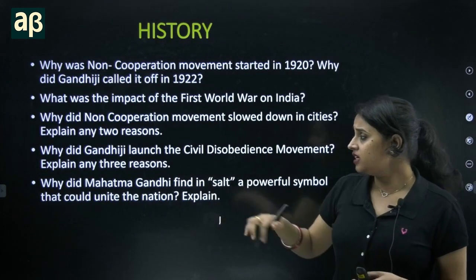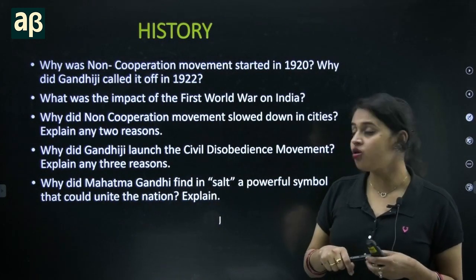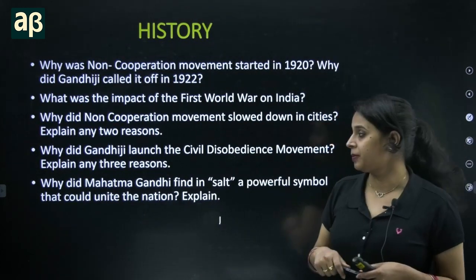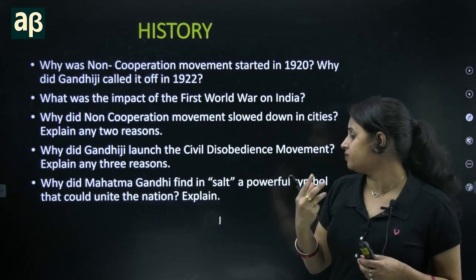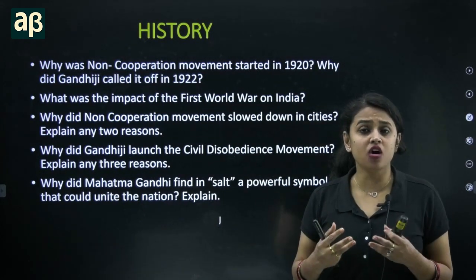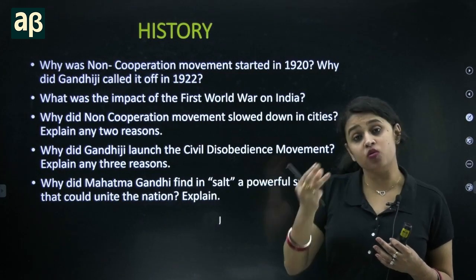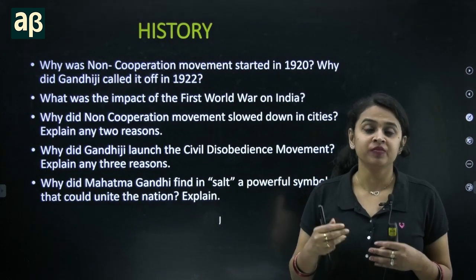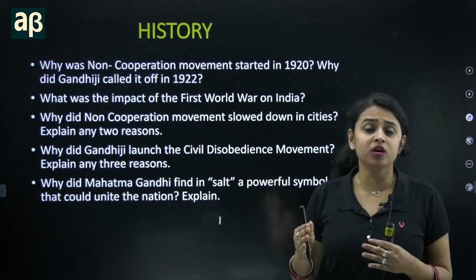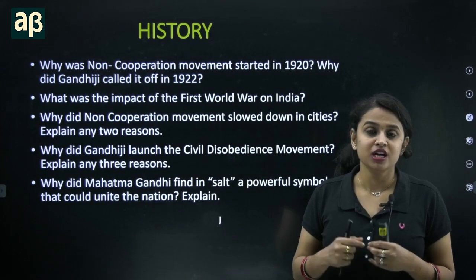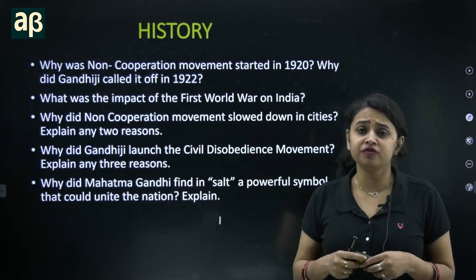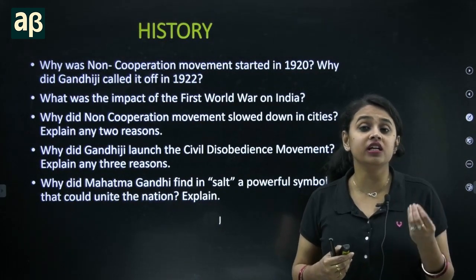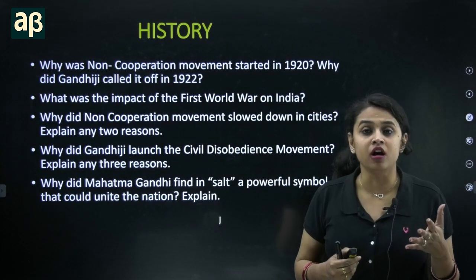Now, why did Mahatma Gandhi find in salt a powerful symbol that could unite the nation? Explain. So Mahatma Gandhi found in salt a powerful symbol that could unite the nation because salt is a commodity used by one and all, even at present. Be it a rich or a poor person, everyone uses salt. So it is a basic commodity, and Gandhiji felt that if tax and monopoly is there on such a basic commodity, then it is very humiliating, very cruel and harsh.